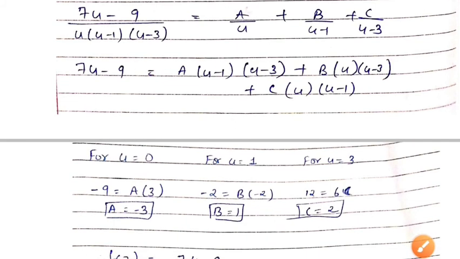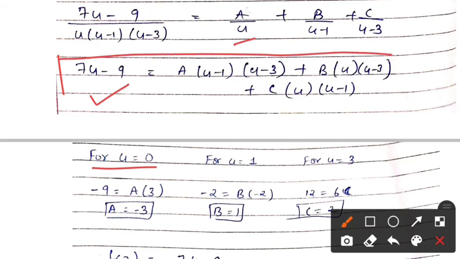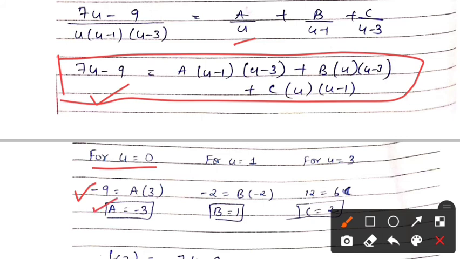Now see, as we have done in the previous example, we are taking z equal to 0, 1, 2 and 3. So in the similar way, here I will take different values of u. See here you are having u equal to 0, so first I will take u equal to 0. If I put u equal to 0 in this whole equation, then you get minus 9 equal to a into 3. So we get a equal to minus 3.